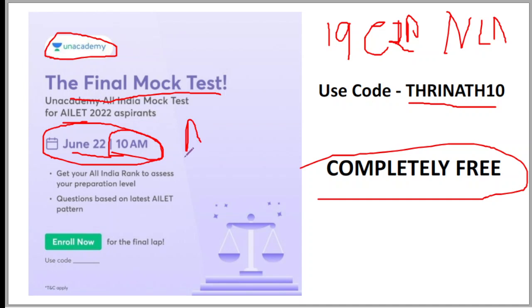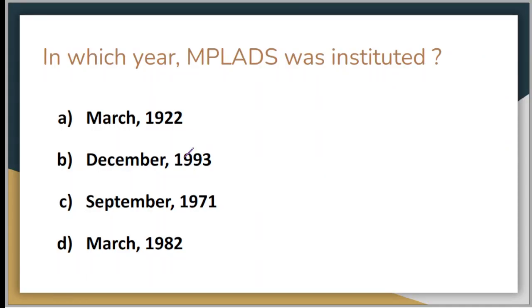So thank you. Now let's come back to your questions. Your next question, which I promised will be there after the slide, is in which year MPLADS, that is the Member of Parliament scheme, was instituted. So which year was it instituted for the first time? Your option A is March 1922. Option B is December 1993. Option C is September 1971. And your option D is March 1982. So what is the correct answer? The correct answer is December 1993.